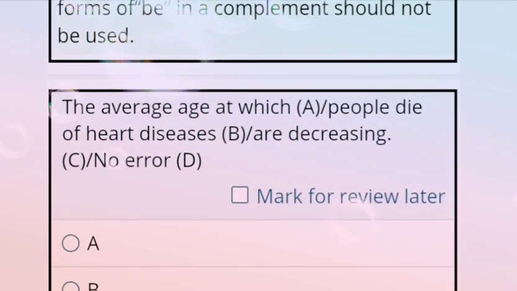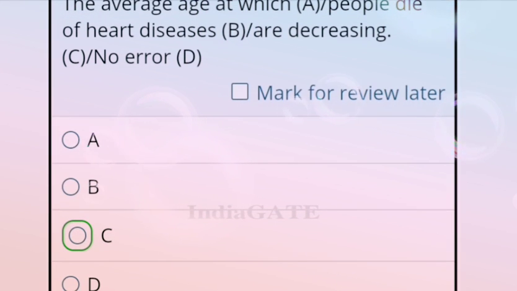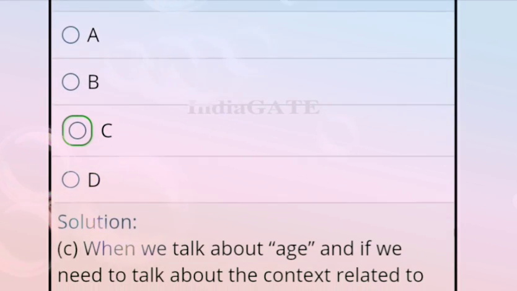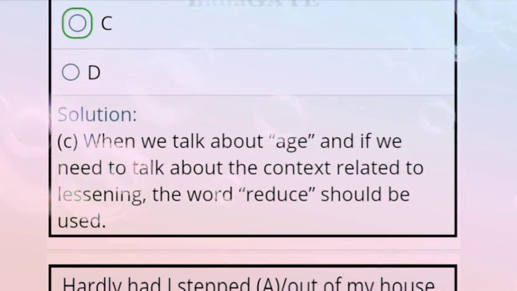Next question. The average age at which A, people die of B, heart disease, C, and D, no error. So the correct answer for this question is option C, that is heart disease. Why? Because when we talk about the age, and we need to talk about the context related to lowering, the word reduce should be used.